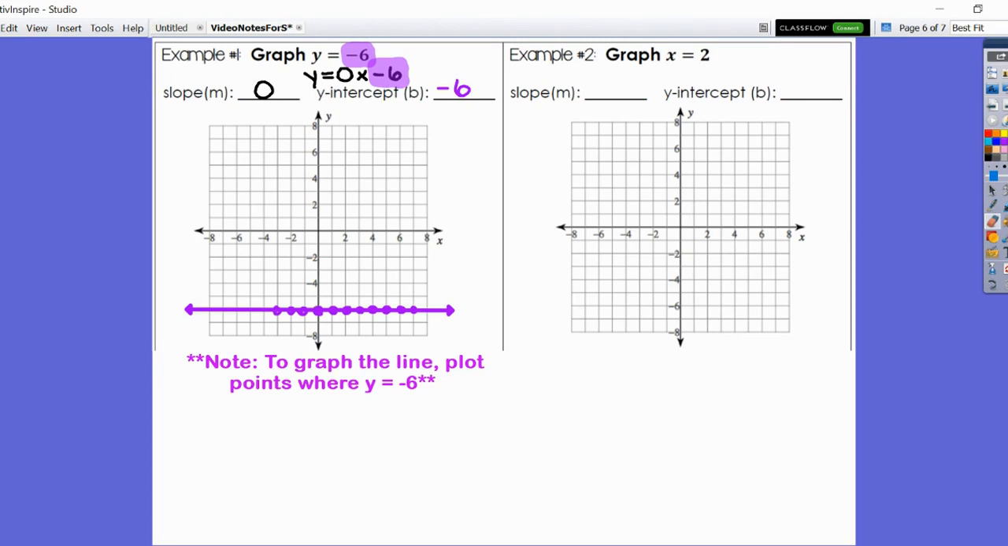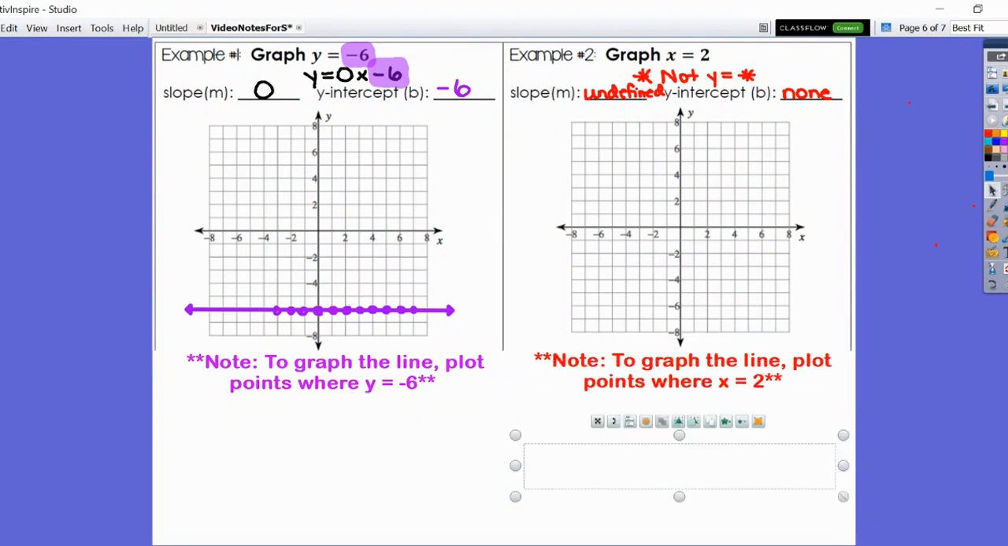Looking at example number 2, I have graph x equals 2. I want to point out that this is a very special case because it is not y equals. When it's not y equals, I have an undefined slope because I have no y equals, and I have no y-intercept. Well, what's that going to look like? Let's think back to what we were just talking about here, which is that to graph this line, I want to find points where the x is 2.